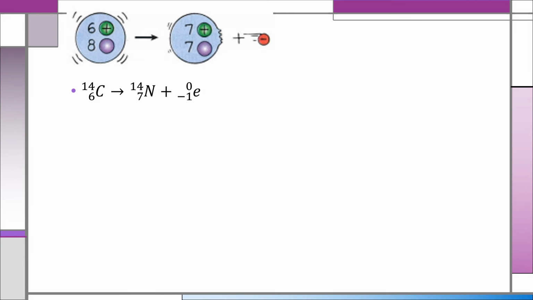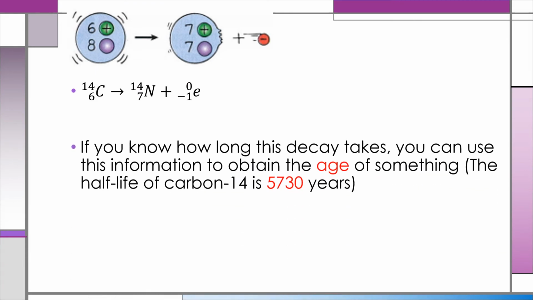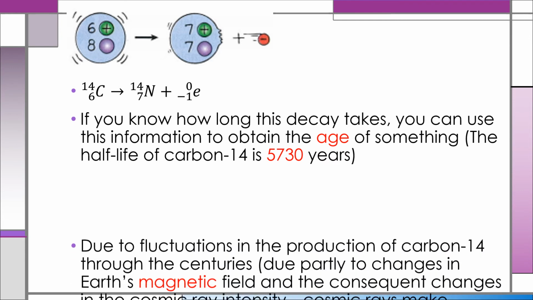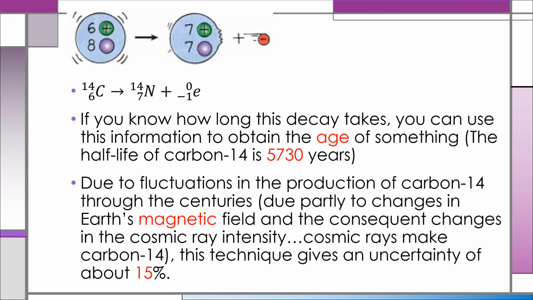All right, so here is the nuclear equation. If we know how long it takes, which for carbon-14 is 5,730 years, we can just work backwards and age that thing based on that ratio of what is there. Now, like I said before, there are some fluctuations in the carbon-14 in the atmosphere. So there is some uncertainty. We typically say the uncertainty is about 15%.